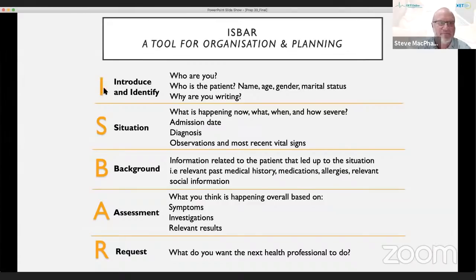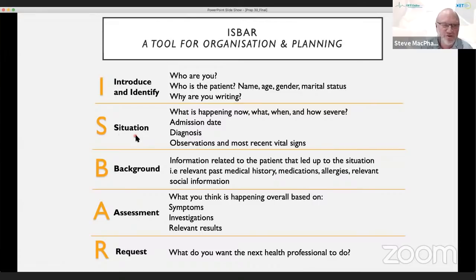So we start with the I. I stands for introduce and identify. Who are you? Are you a nurse visiting the patient? Are you a nurse on a ward? Are you a GP? Are you some allied health professional? But who are you and where are you? That sort of information. Who is the patient? And that relates to the basics: their name, their age, their gender, their marital status, whatever things are relevant to describe them. They're quite standard in what's included. The why. Why are you writing the letter? What's your reason? That's quite important to get clear early on in your letter. So that's I, everyone. Commonly the I can go in the introduction.